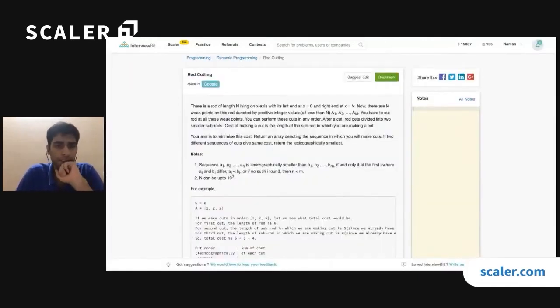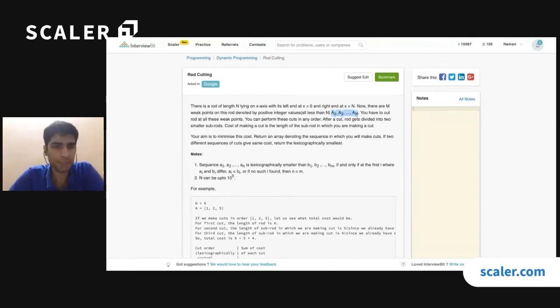The problem says that there is a road of length n on the x-axis. So basically it's a horizontal road with its left end at x equal to 0 and right end at x equal to n. So basically n plus 1 points are there. Now there are m weak points out of those n plus 1 points, denoted by positive integer values all less than n. So basically there are m weak points, a1 to am. We have to cut the road at all these weak points, and you can perform these cuts in any order. After a cut, the road gets divided into two smaller subroads.